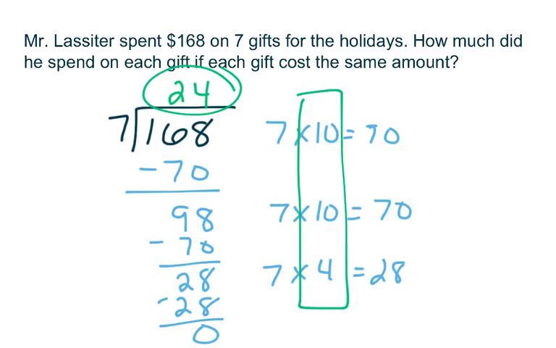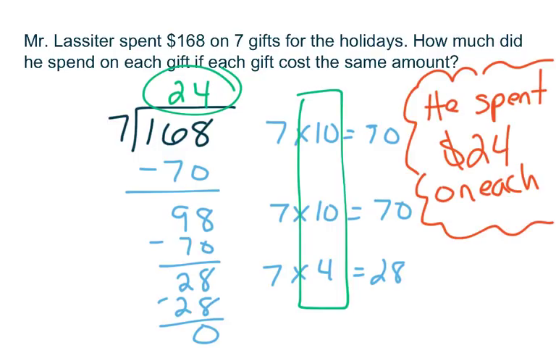So my question says, how much did he spend on each gift if each gift cost the same amount? He spent $24 on each.